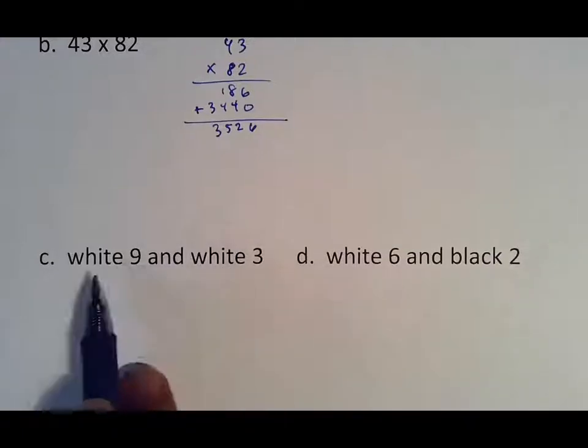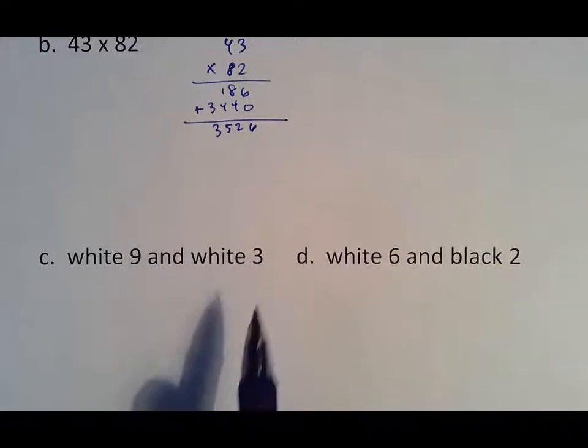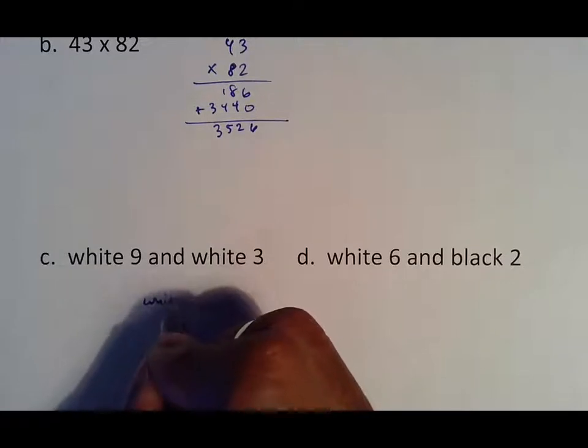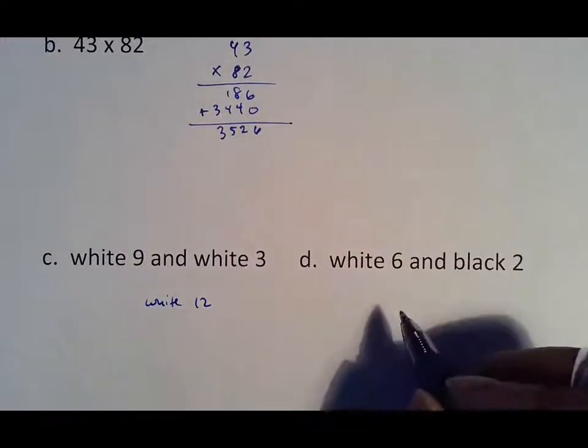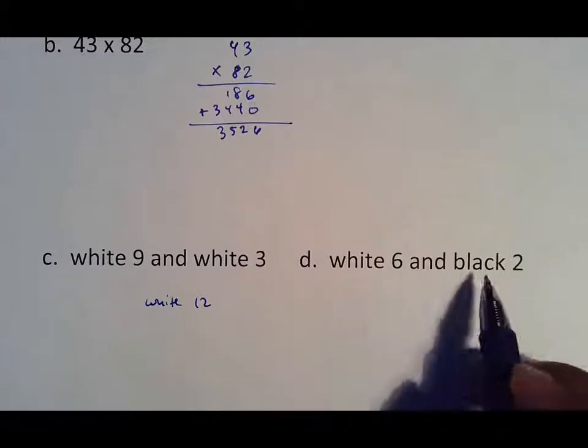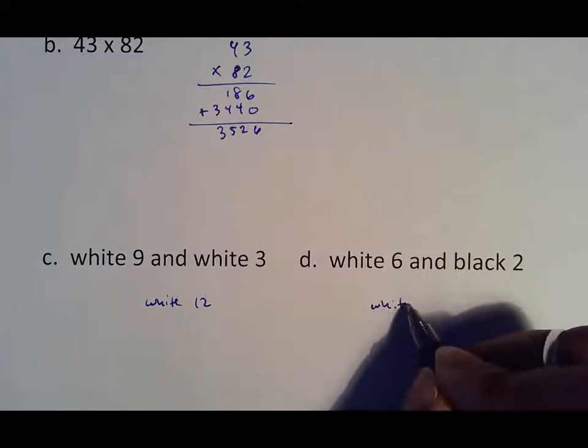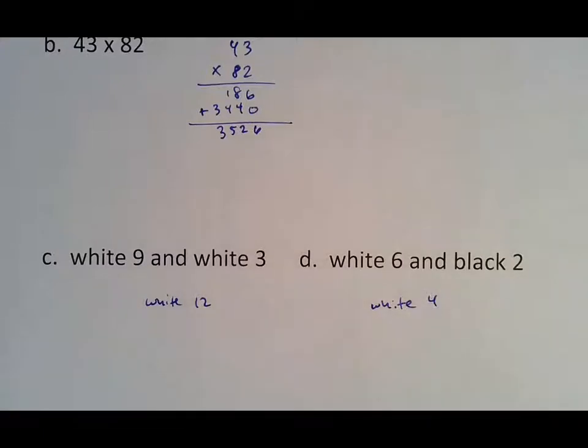If the colors are the same, remember you add them together. So white 9, white 3 makes white 12. White 6 and black 2. Again, in this case, you say who won by how much. And to me, white won by 4. So that would be my answer. That's all it is.